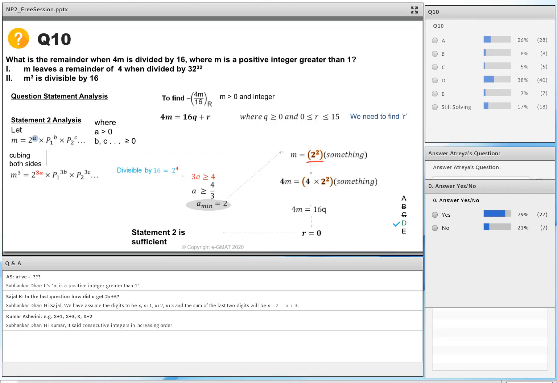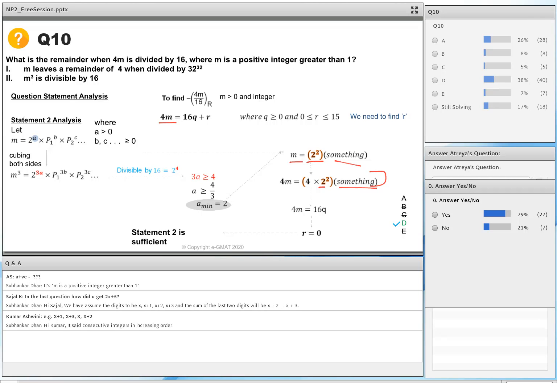So I have to have a 2 to the power 2, and the rest part I have something else. I don't really care about that. We can ignore that part. I have the value of m. What I need is to calculate the value of 4m because that's what's asked in the question, right? So 4m would be 4 times 2 to the power 2 times something. I'm ignoring this part as of now because this would not add value to my expression.